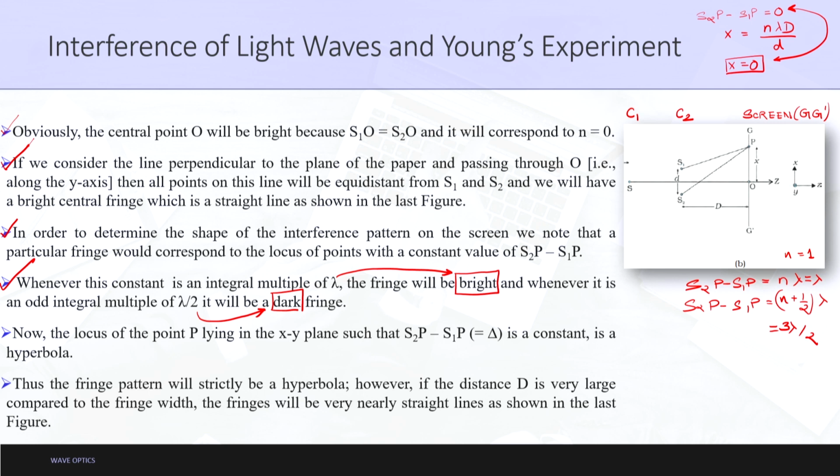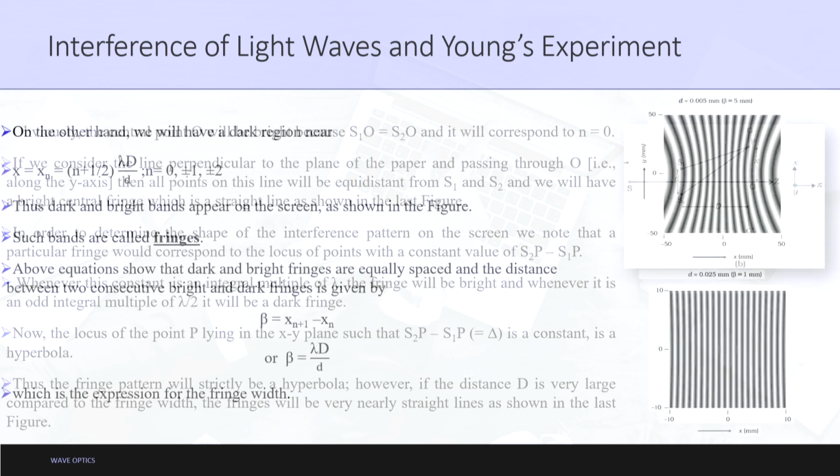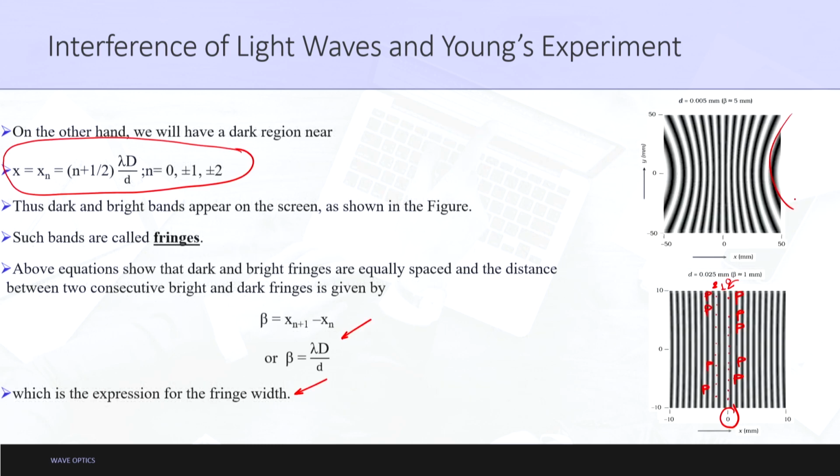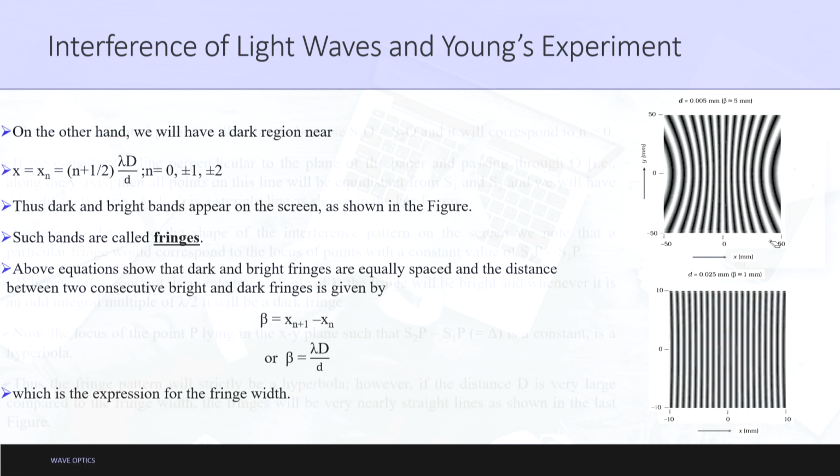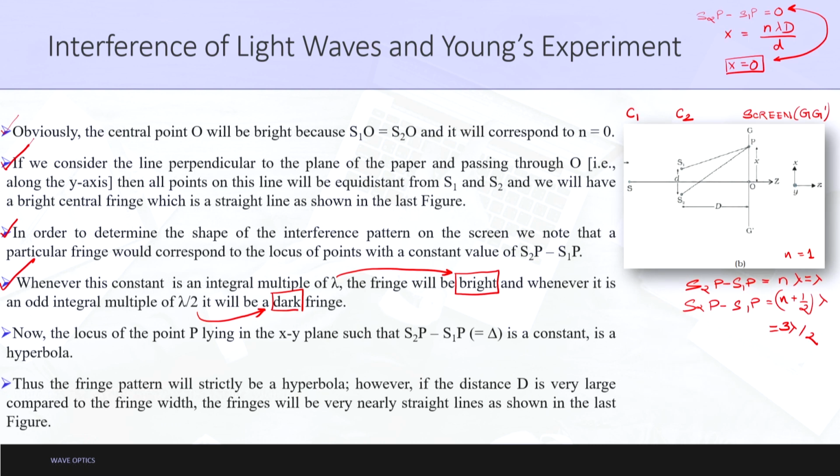Now, the locus of the point P lying in the xy plane such that S2P minus S1P is equal to a constant delta is a hyperbola. What this tries to explain is why there are curves like this. Why is it curved like this? Because whenever we find it for any path difference, whether n lambda or (n plus 1/2) lambda, S2P minus S1P is a constant, and this is the equation of a hyperbola. Thus the fringe pattern will strictly be a hyperbola.